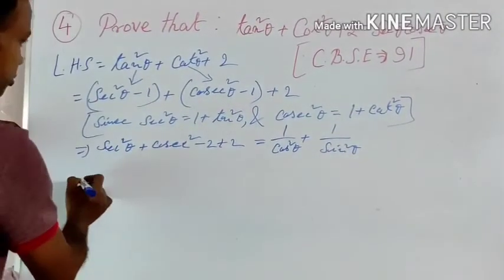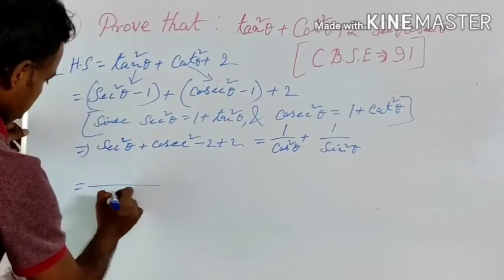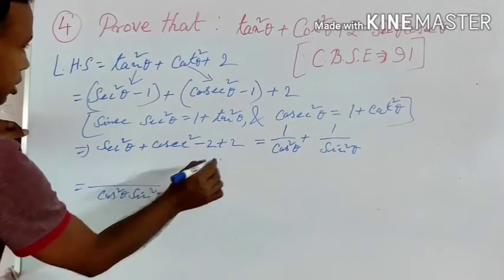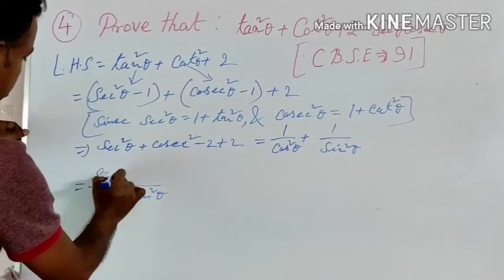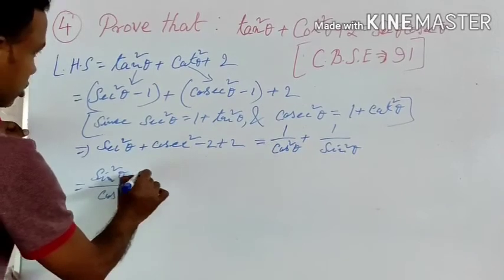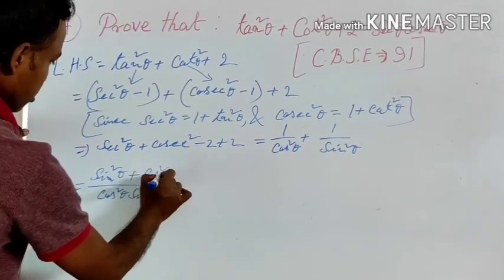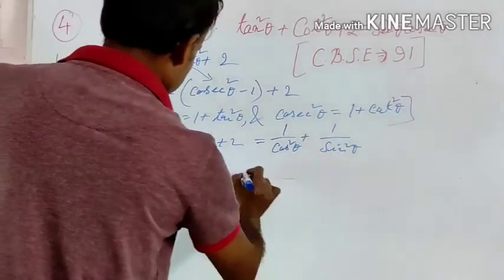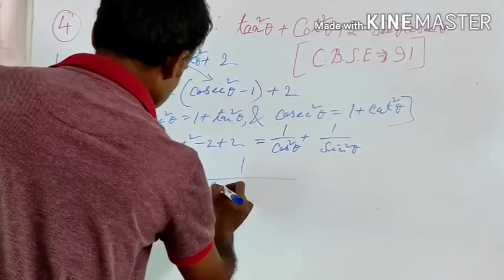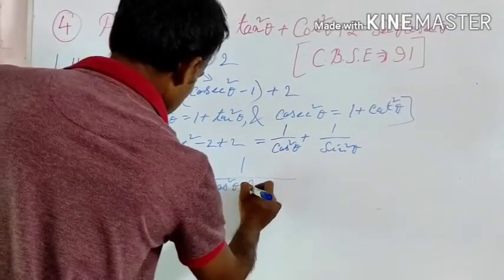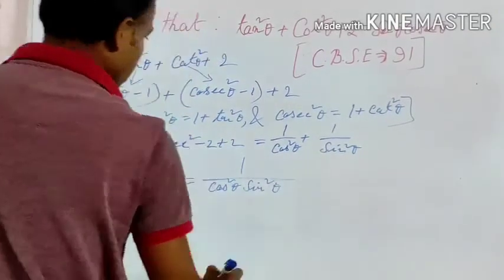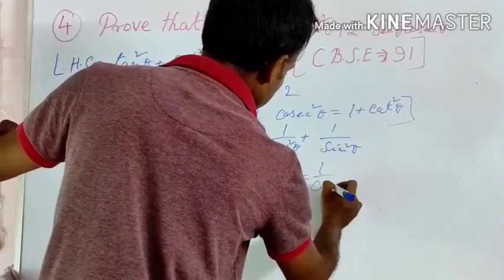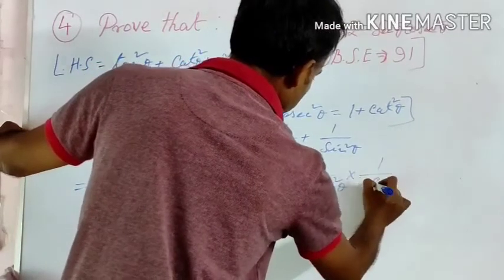LCM is cos square theta into sin square theta. So when you divide it, this is your sin square theta, this is your cos square theta. We know that sin square theta plus cos square theta is equal to 1, that is 1 by cos square theta sin square theta is equal to 1 by cos square theta into 1 by sin square theta.